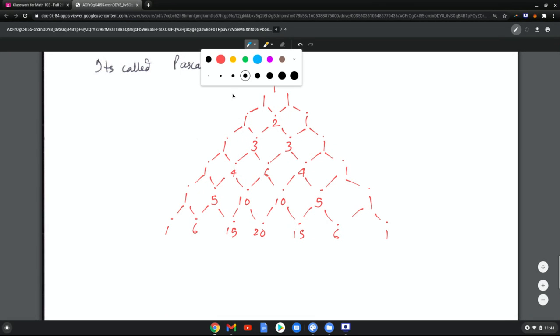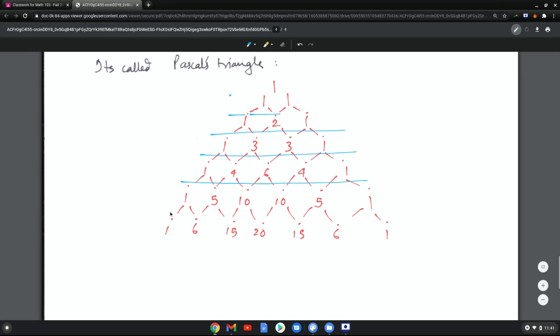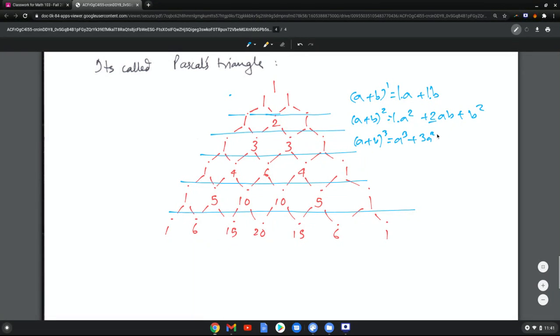Now if you look at these numbers and you look at each row, this is actually (a + b)^1 giving you a + b, right? Because it's 1 and 1. This is (a + b)^2 giving you a^2, which is 1, and then 2ab, which is 2, plus b^2. This is (a + b)^3 giving you a^3 + 3a^2b + 3ab^2 + b^3. The coefficients are 1, 3, 3, 1.